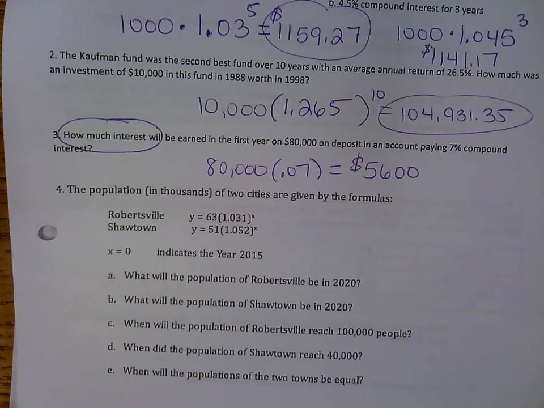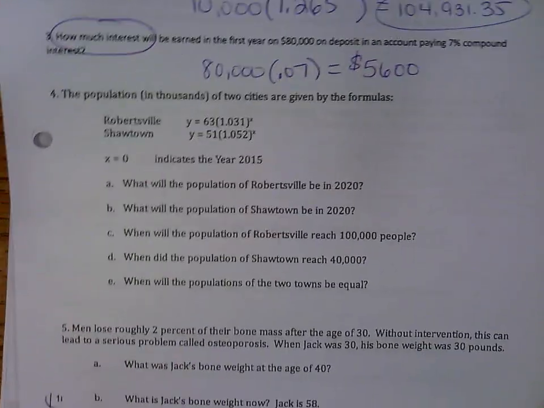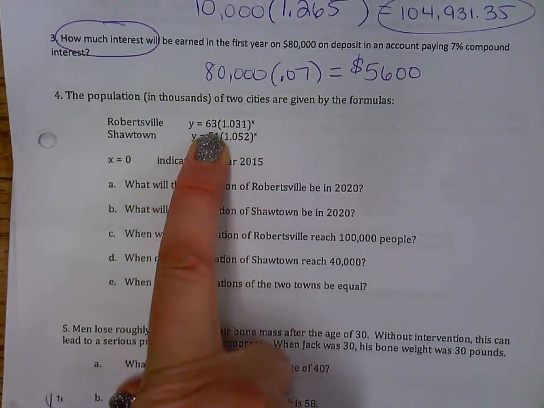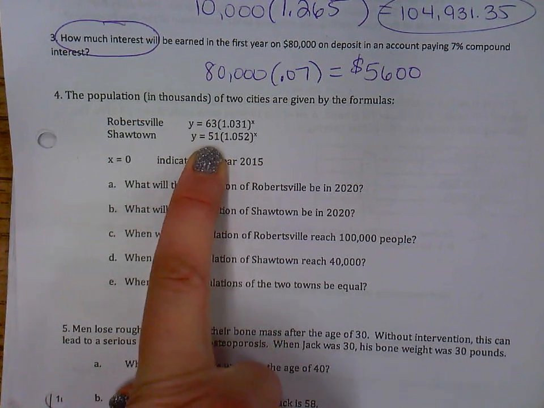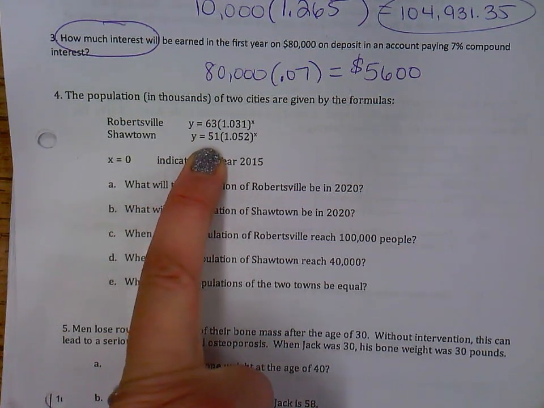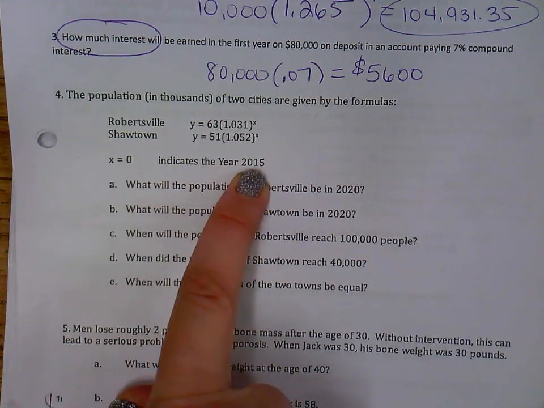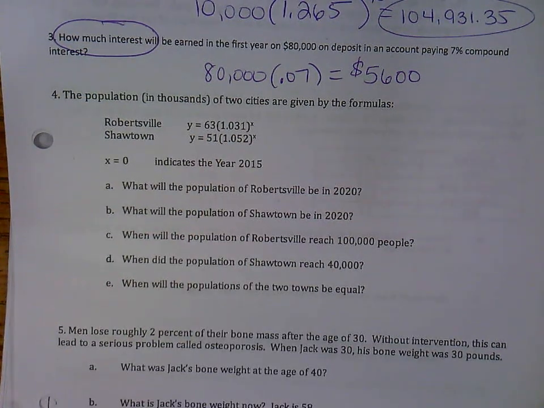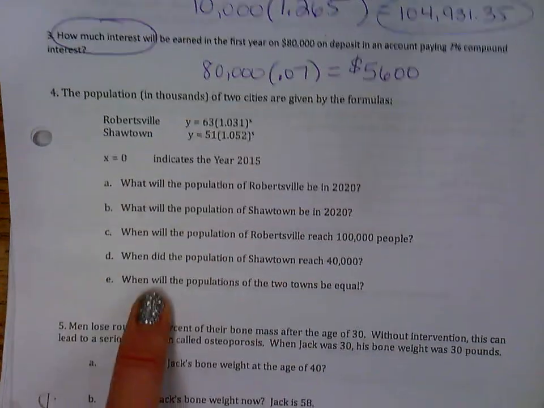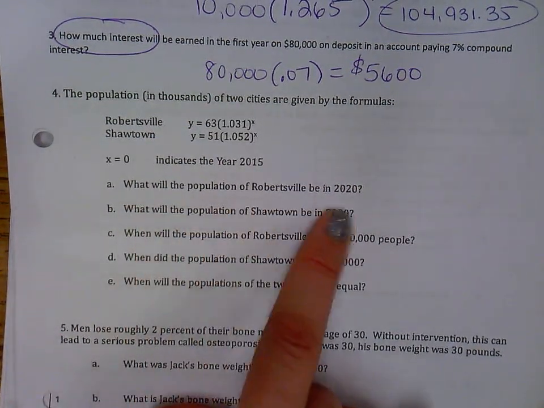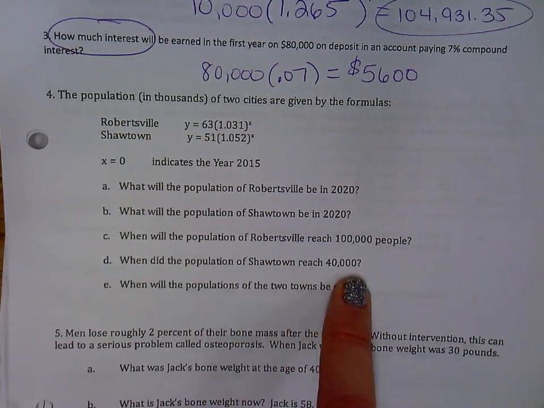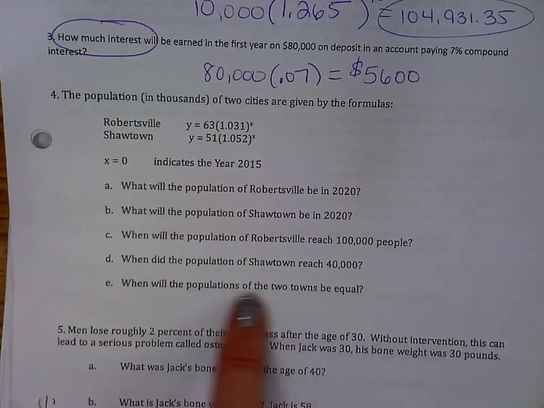Okay, here's another type of problem that we've seen. Population of two cities, it's in thousands. So 63 means 63,000 people, and 51 means 51,000 people. And it says x equals 0 is the year 2015. So that means when you plug in 1, you're in the year 2016, right? 1 year after 2015. So they want you to use these formulas up at the top to tell me the population of these towns in 2020, when will Robertsville get to 100,000 or Shawtown 40,000? Will the two populations ever be equal to each other?